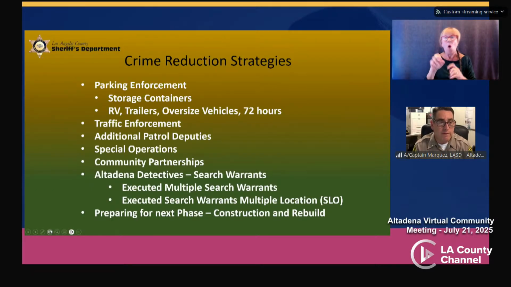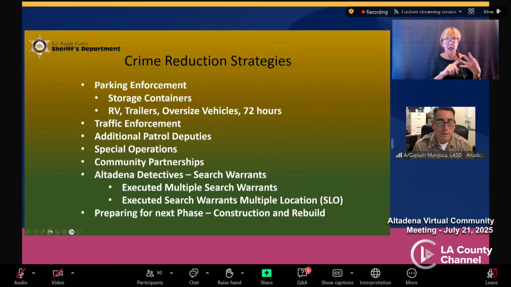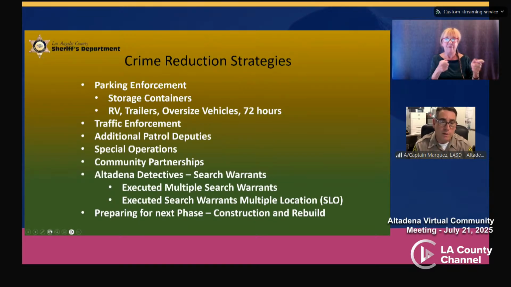Another one's going to be traffic enforcement, and the deputies at Altadena Station, plus the overtime people that are coming in, and our partners at the CHP are doing a great job with traffic enforcement. One of the key goals with that is to reduce traffic collisions and just make the roads safer, especially when we have commercial vehicles driving around. Those vehicles can't stop as fast as cars can. So we want to make sure that it's a safe environment for everybody.